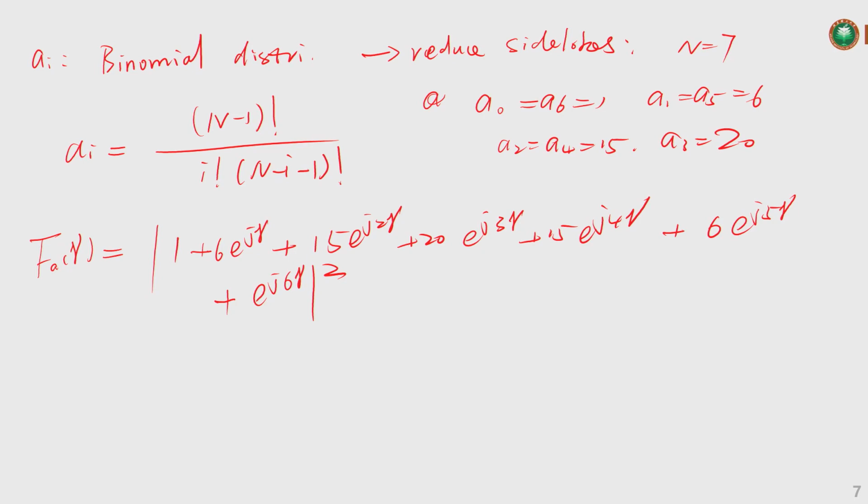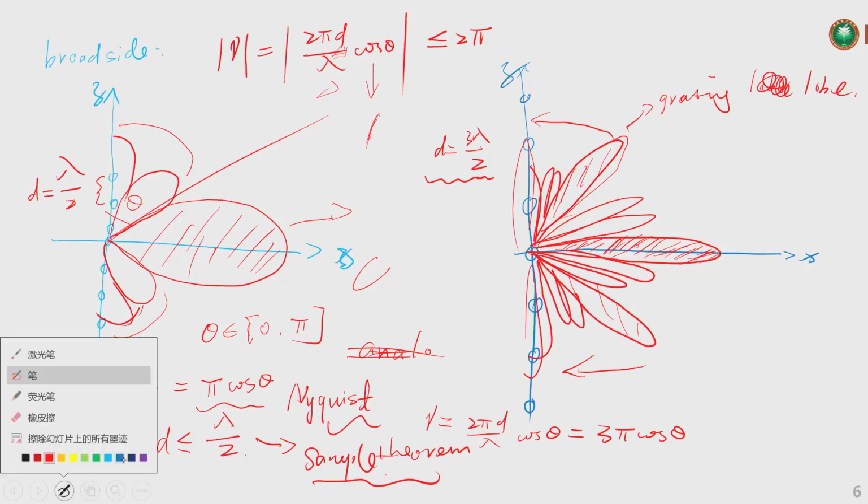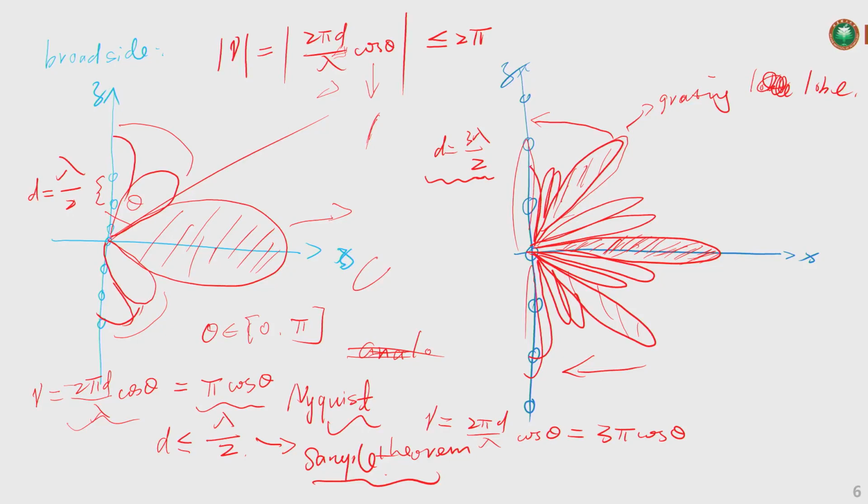So after that, we can get the expression for the array factor like this one, and transfer it to the same cosine function. We can plot the patterns for that, and slide it. And the condition of this one becomes normalized.